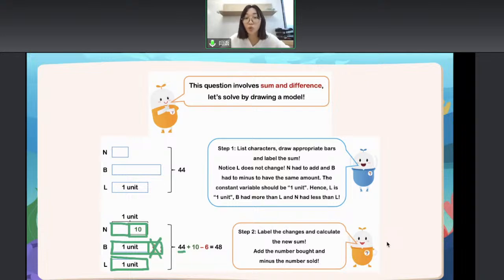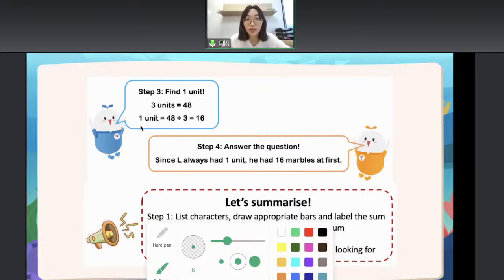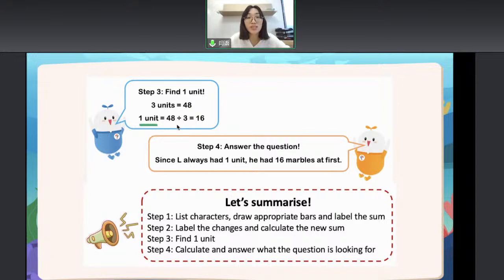Then how to figure out 1 unit? That is the next step. 3 units equals 48. To figure out 1 unit, we use division. 48 divided by 3 equals 16. So we can get 1 unit equals 16. Who has 1 unit? That is Louis. So we can get that he had 16 marbles at first.